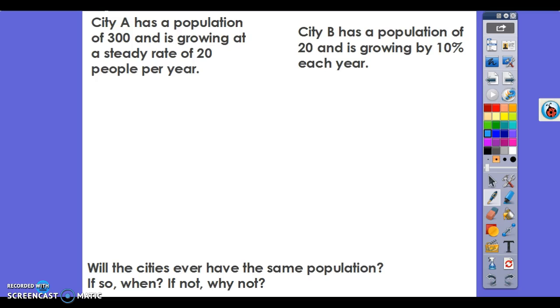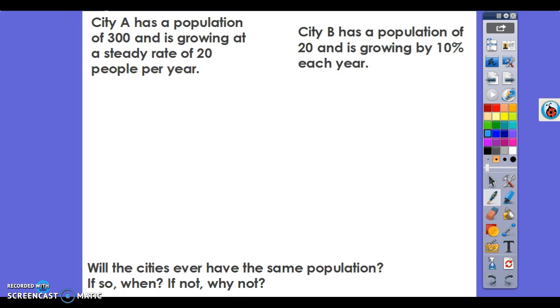And here's a super fun problem to think about. So you've got these two cities. One has a population of 300, and it's growing at a steady rate of 20 people per year. City B has a population of 20 and is growing by 10% each year. Is City B ever going to catch up?